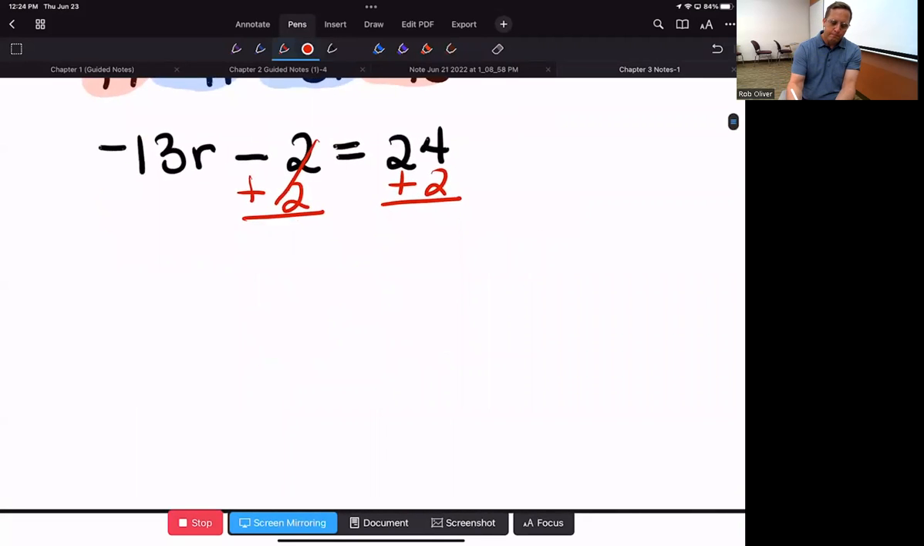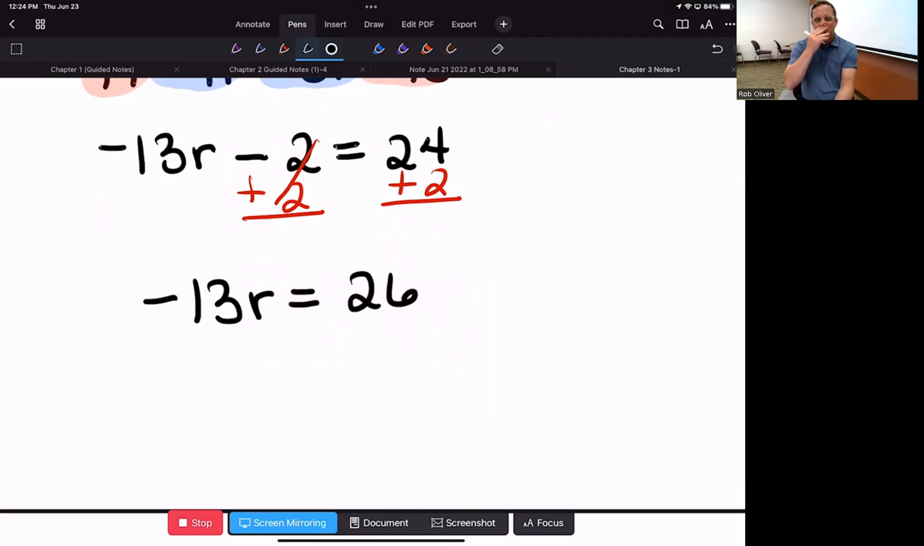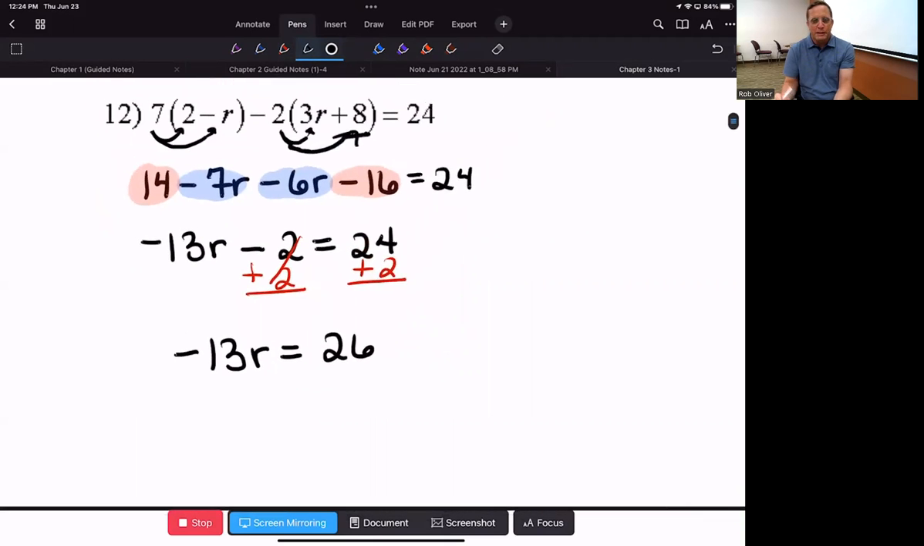Rewrite it. So you got negative 13r equals 26. You'll notice, I do that every time. Every time you do a step, an operation in an algebra problem, especially when it comes to an equation, you want to rewrite the problem. It's always changing, and everything's always evolving and transforming into different numbers. So it's very important you write it down and you see it.